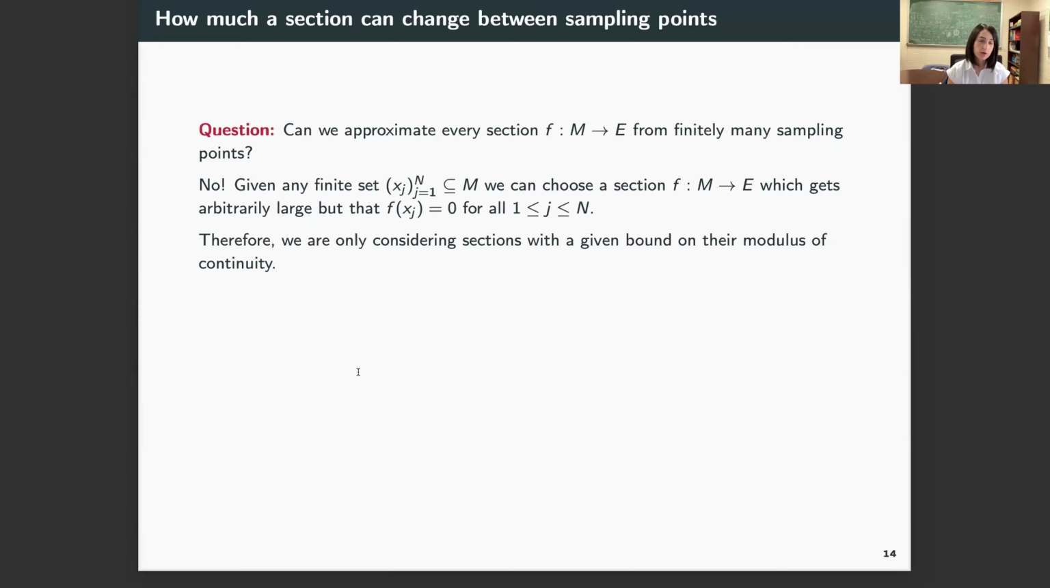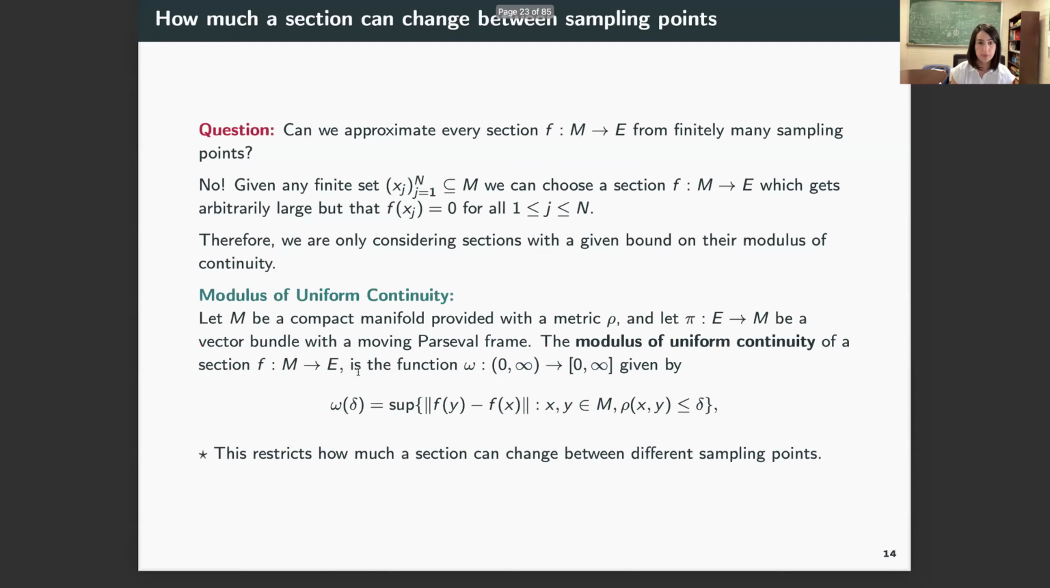So in order to not deal with this scenario, we are only considering the sections with a given bound on their modulus of continuity. So I'm going to use the modulus of continuity to say that I don't want it to be really large, and I want to have control over it.